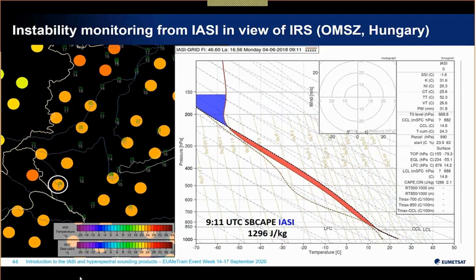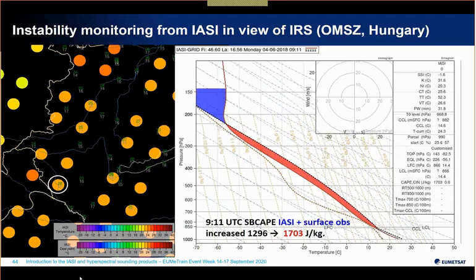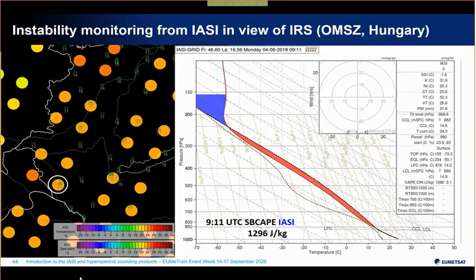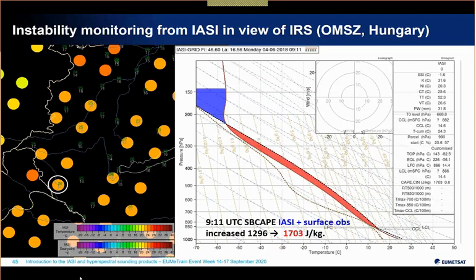Yeah, that's the same illustration of the same principle. Here, a CAPE retrieved from IASI. If we blend with the surface observation, we get a slightly higher CAPE. There was a CAPE already, but it gets larger if we blend with the surface ops. That is important to the forecasters.